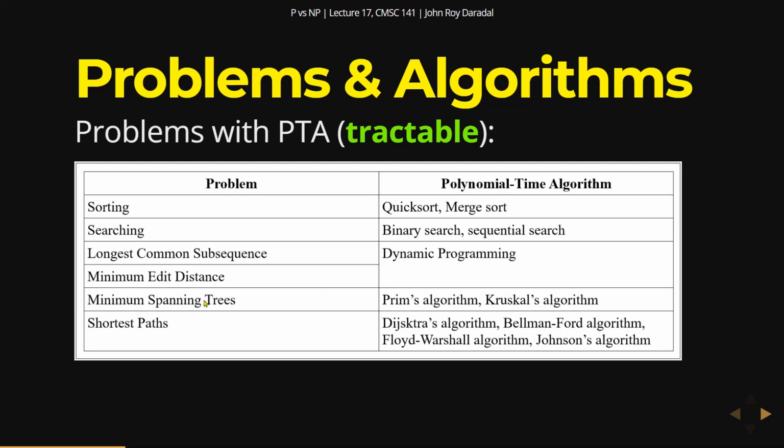You also have minimum spanning trees, which has the Prim's and Kruskal's algorithm. You have shortest paths, which has polynomial time algorithms like Dijkstra's, Bellman-Ford, Floyd-Warshall, and Johnson's algorithm. So all of these problems are tractable because they have polynomial time algorithms that exist to solve them.